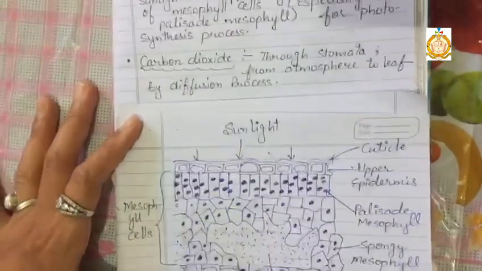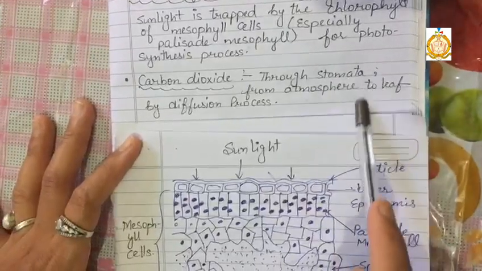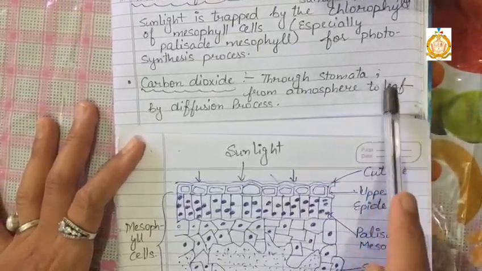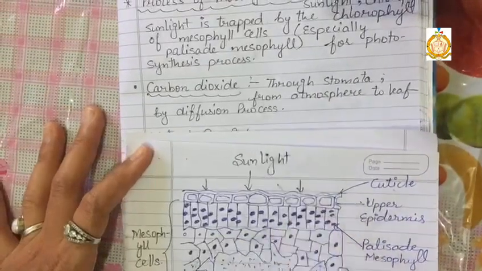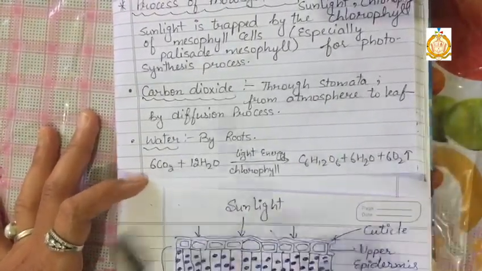Next thing, how is the carbon dioxide coming into the plant? Through the stomata. Stomata take the carbon dioxide from the outer surface by the diffusion process, because on the outer surface the carbon dioxide is present in excess amount as compared to the inner one.